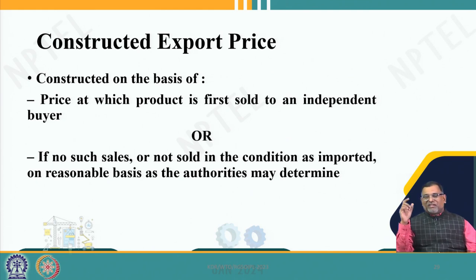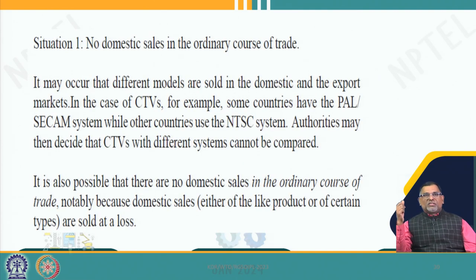It is calculated based on the sale of the particular product to an independent buyer, or if there are no sales at all, for example in certain cases where there are 100% export oriented units, and exports only to certain countries. If there is no domestic sales, it is very difficult to calculate the normal value. In such conditions, where the product is not sold in the condition as imported or on a reasonable basis, the constructed export price is calculated based on certain conditions.